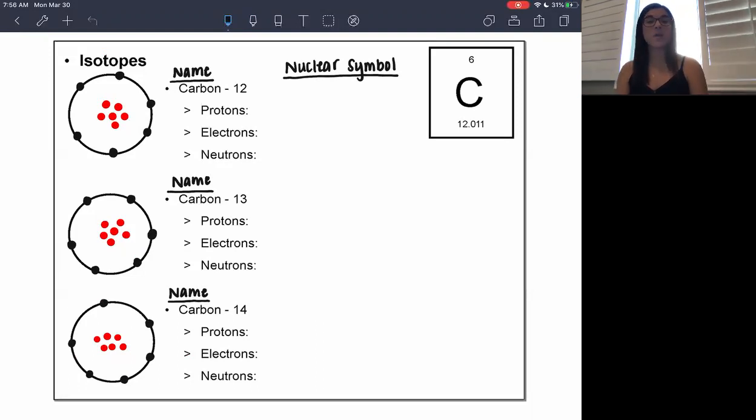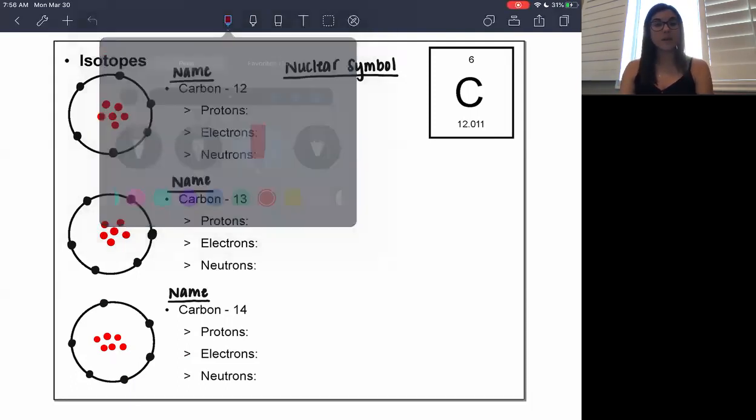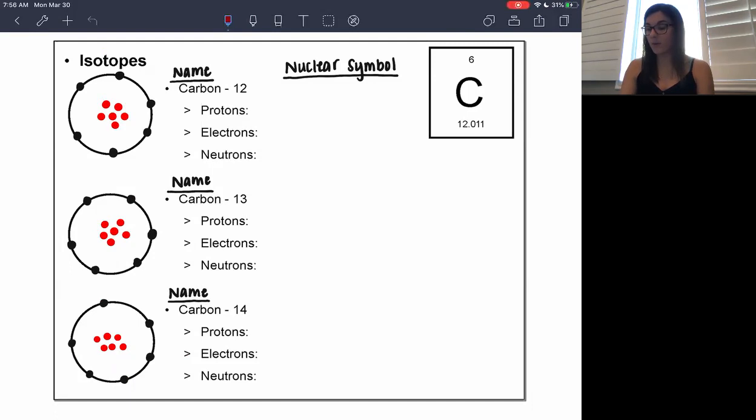So I'm going to figure out kind of what I did with the pizza. What do they have in common? What's different about them? So I can come up with a definition for what the heck is an isotope. So carbon 12, I'm going to count how many protons it has. I'm going to change colors here and use the red. In this drawing, my red particles are my protons. So if I count 1, 2, 3, 4, 5, 6, there are 6 protons.